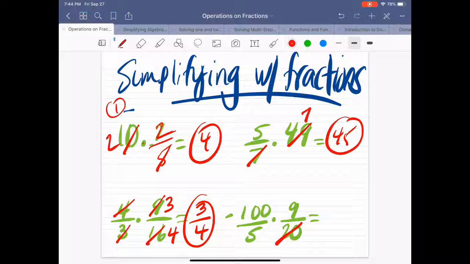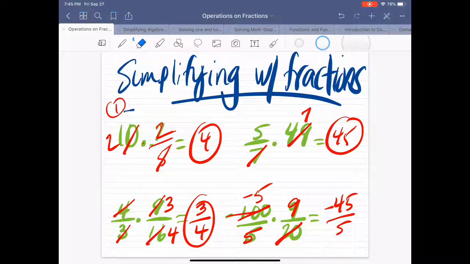20 goes into negative 100 negative 5 times. And now we are left with, and notice that the 5 does not go into 9 evenly, so you leave that the same. So you're left with negative 5 times 9 in the numerator. That makes it a negative 45. And the denominator, you're left with a 5. And this fraction does reduce. Negative 45 divided by 5 is negative 9.